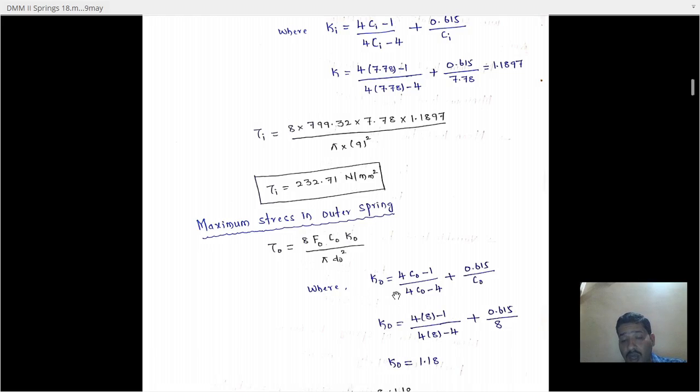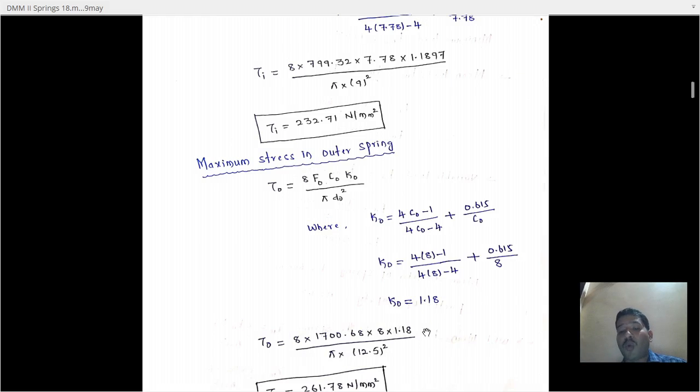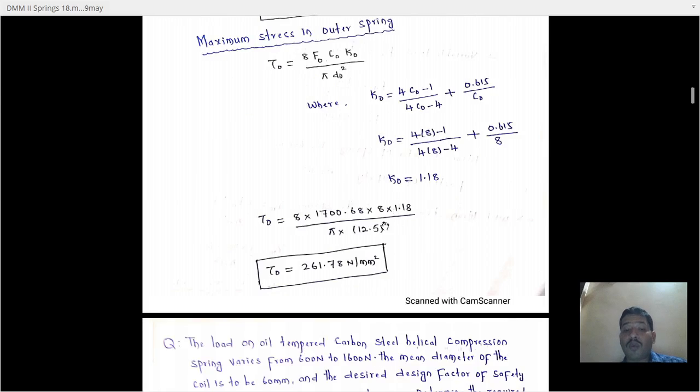Ko, the Wahl factor of the outer of the spring, is equal to 4 into the spring index of the outer of the spring minus 1 divided by 4 into the spring index of the outer spring minus 4, plus 0.615 by Co. So 4 is as it is. Co value we already got: 8. So (8 minus 1) divided by (4 into 8 minus 4) plus 0.615 by 8. If you divide this whole value with the help of a calculator, you will get the Wahl factor as 1.18.